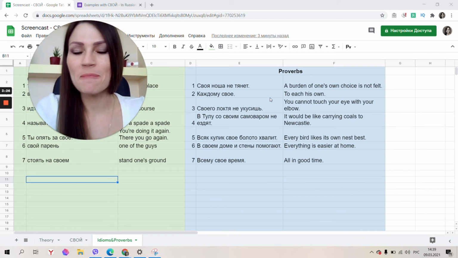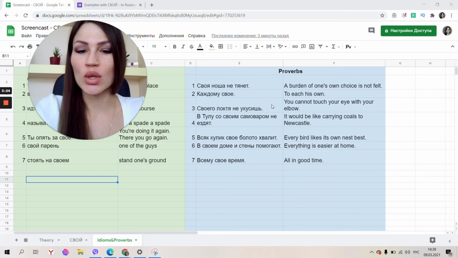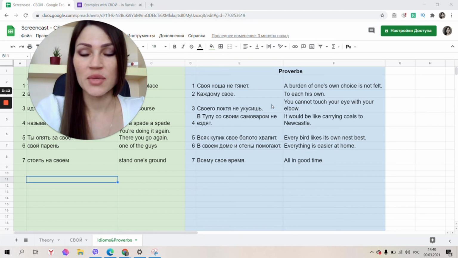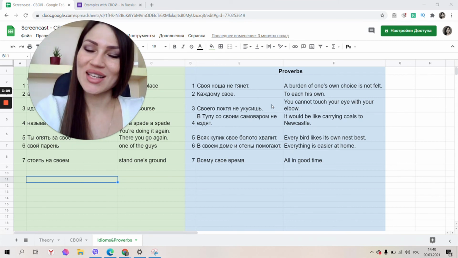Город Тула. 5. Всяк кулик свое болото хвалит. Every bird likes its own nest best. 6. В своем доме и стены помогают. Everything is easier at home. 7. Всему свое время. All in good time.